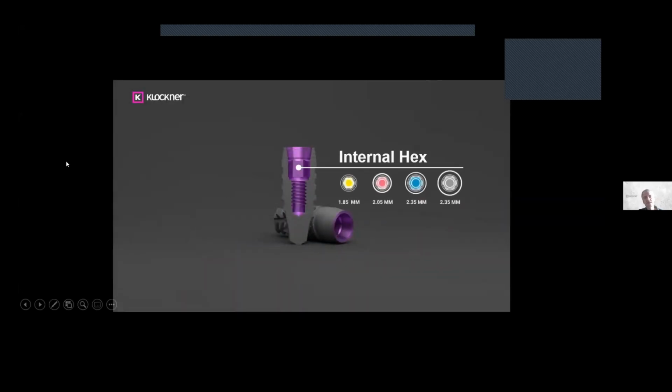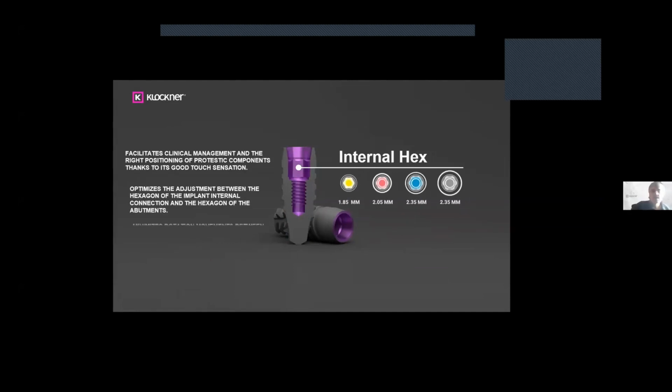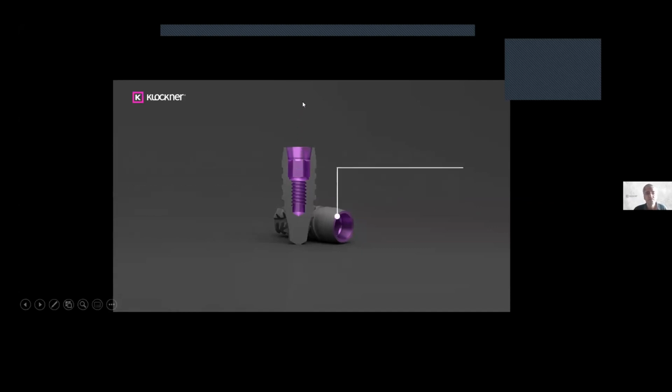When we talk about the internal design, we have this internal hexagon to index the structures. It helps us to manage the prosthetic components, okay? And it also provides anti-rotation inside the single unit structures when we place single crowns.